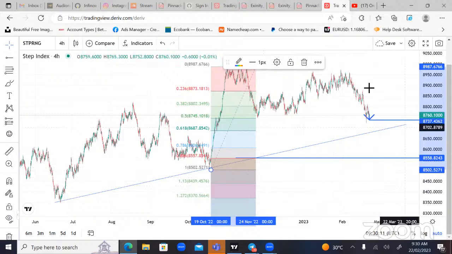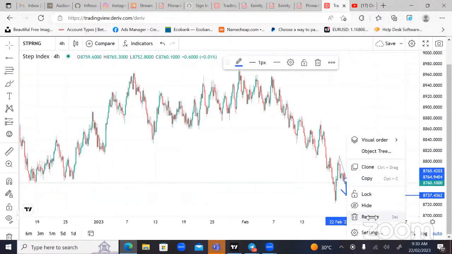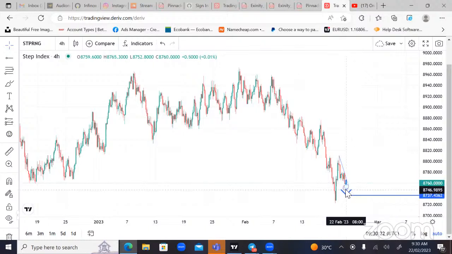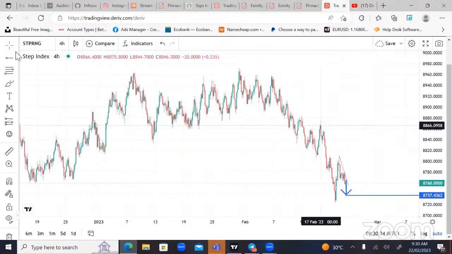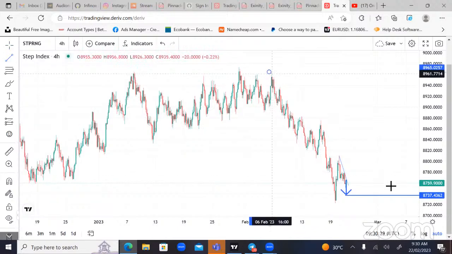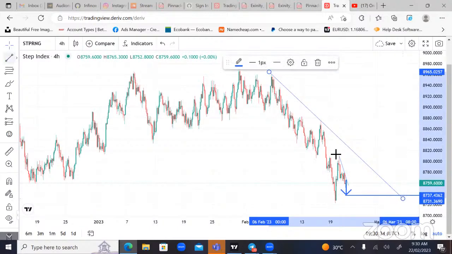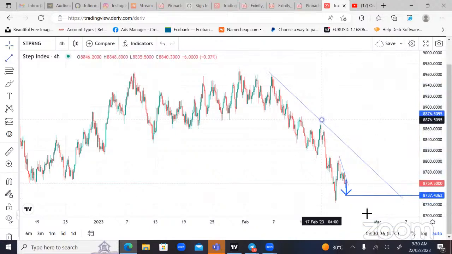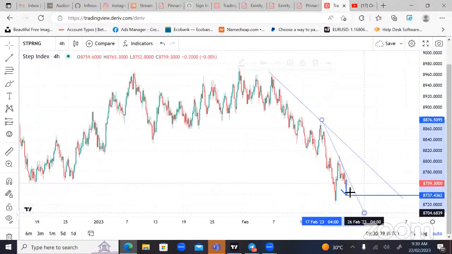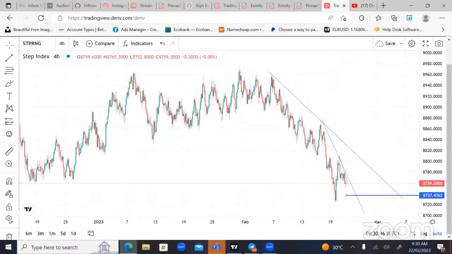So that you also know the fib levels that are actually used for my analysis. So I'm still expecting a sell move to the downside for step index.